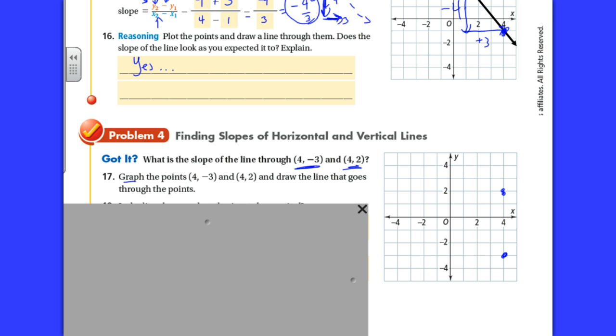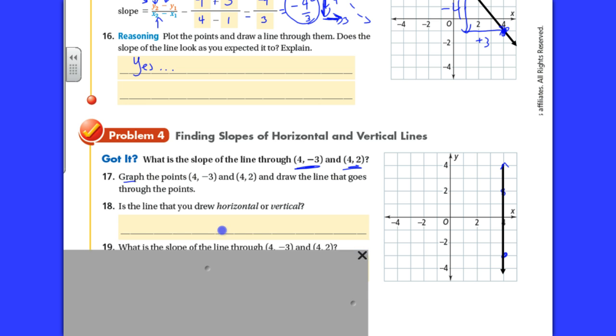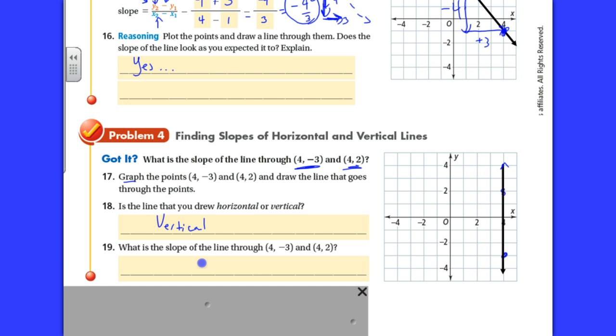Grab your straight edge, plot that line, connect that line right there. And I can move mine over a little bit. There we go. And I need to put an arrow on one end there. The arrow has to be there because it shows that the line actually continues forever. Is that line horizontal or vertical? Up and down is vertical. And it says, what is the slope of this line? Well, we can just do it from the graph right here.